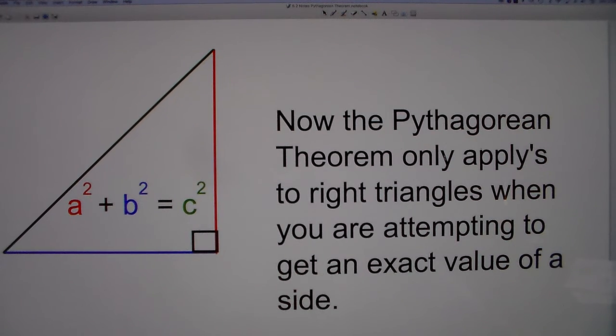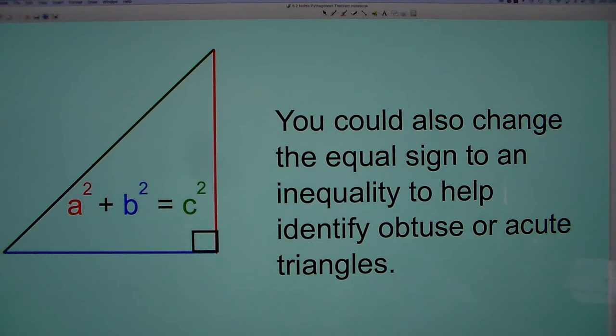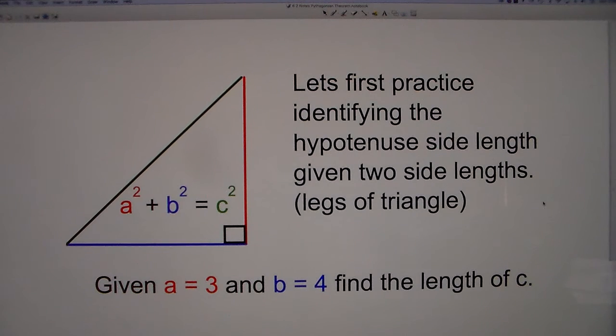Now, the Pythagorean theorem only applies to right triangles when you're attempting to get an exact value of a side. So when it equals c squared, that's a right triangle. If a squared plus b squared is less than c squared, it's going to be considered an obtuse triangle. And if a squared plus b squared is greater than c squared, it's an acute triangle. So when it's equal to c squared, it's a right triangle. You can also change the equal sign to an inequality. We're talking about obtuse and acute triangles, just like we said before.